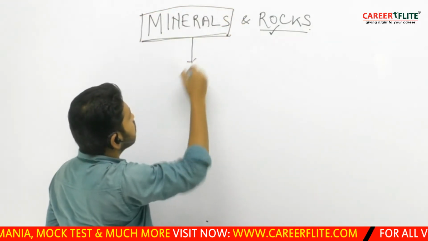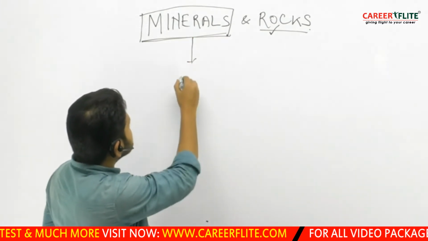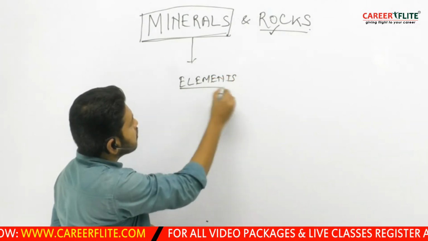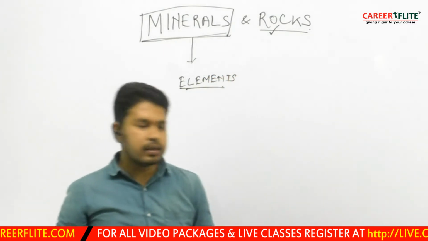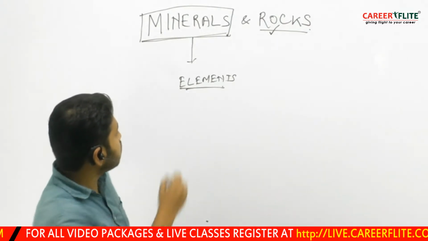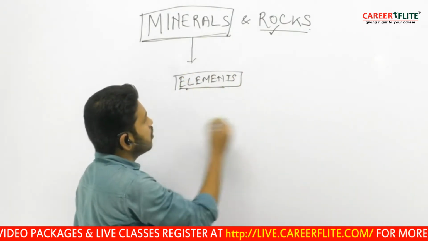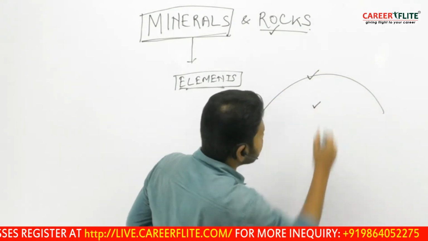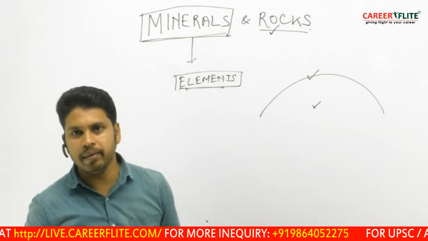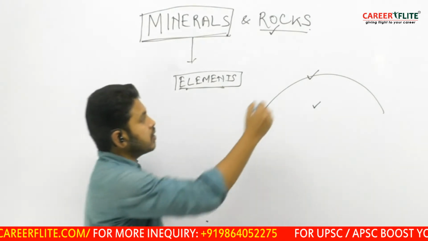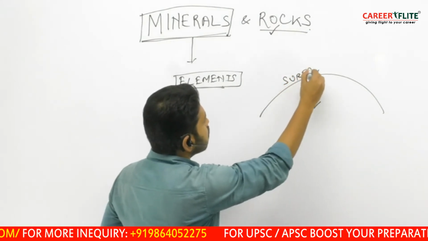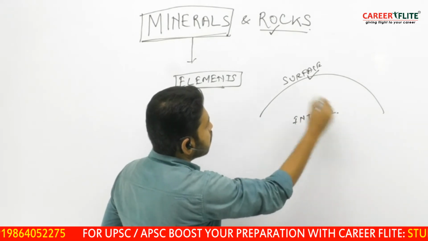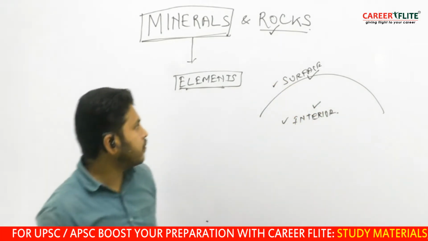Now, what are minerals actually? Before going to minerals, we'll talk about elements. Elements are atoms that have the same atomic structure, the same atomic number. Both the surface, the earth crust, and the interior of the earth are made up of different types of elements.